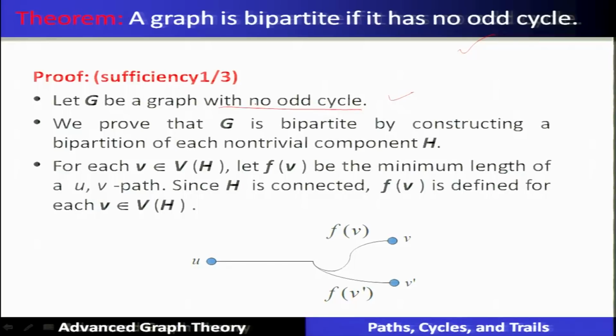So for each vertex V, take each non-trivial component H. This is assumed, because if a graph is disconnected, it will have different components, and we are considering one such maximal connected subgraph, which is called the non-trivial component. Let us say that non-trivial component is H. If the graph is connected, the entire graph will become H.